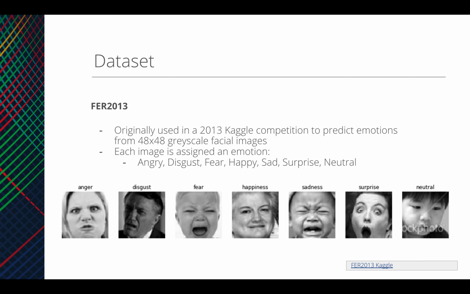The FER 2013 dataset is a simple standard for the facial recognition problem. It consists of 28,709 48 by 48 grayscale images, each labeled with a single emotion: anger, disgust, fear, happy, sad, surprise, and neutral.